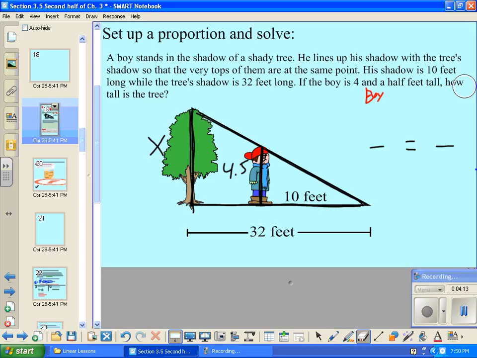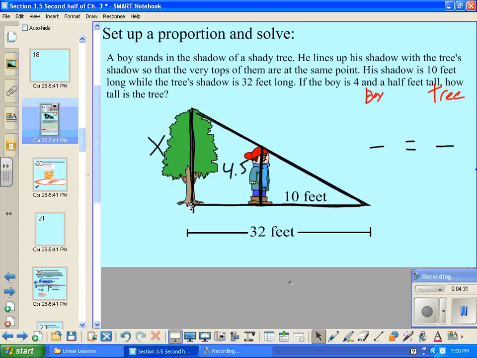I'm going to try to spell tree correctly here. I think I can. T-R-E-E. There we go, at least so that you can see it. So the boy's information in the first ratio, the tree's information in the second ratio. Also within each ratio, like I showed above, I've got to make sure I put the same types of numbers at the top and the same types of numbers at the bottom.